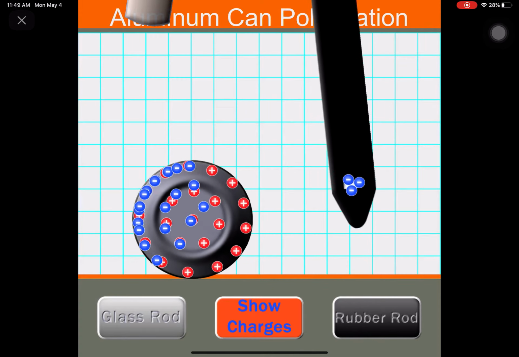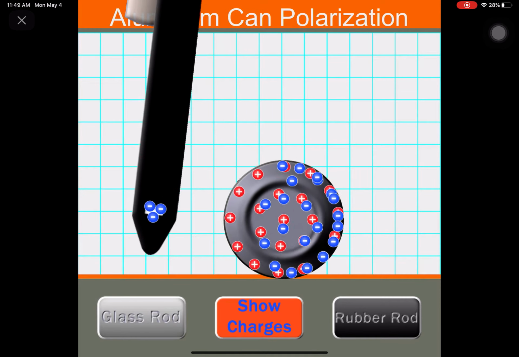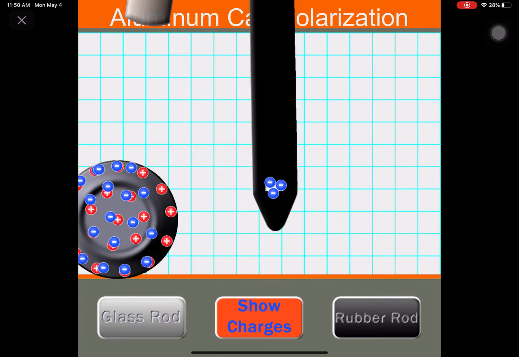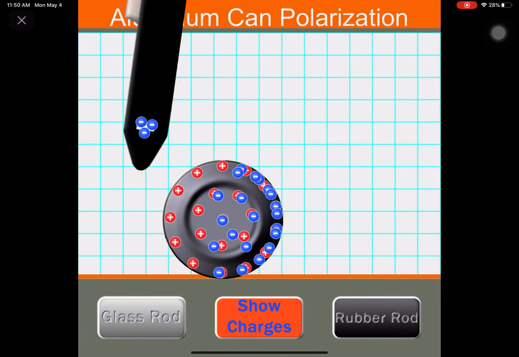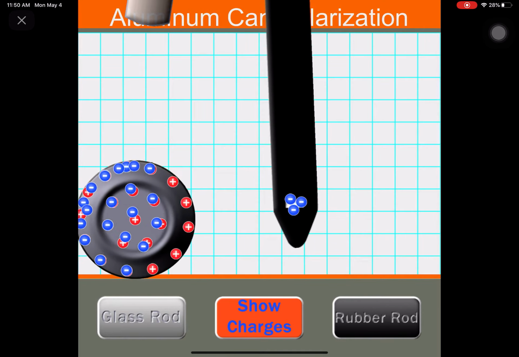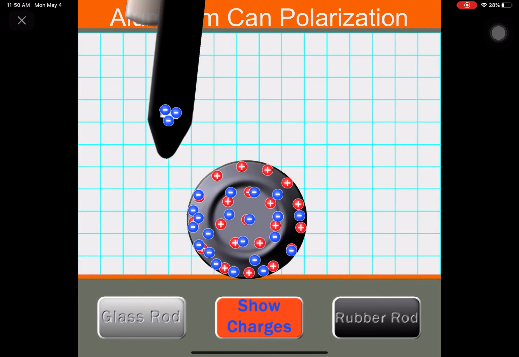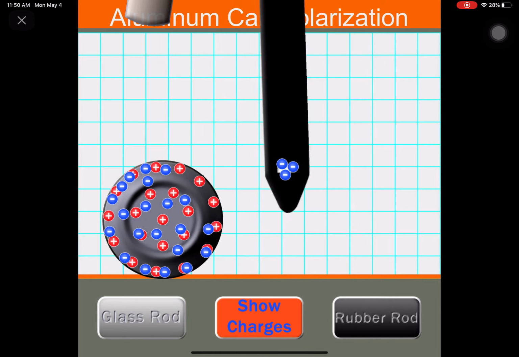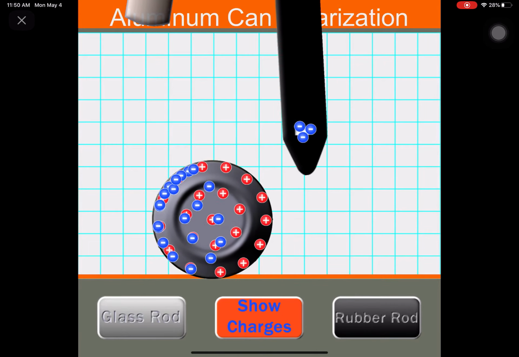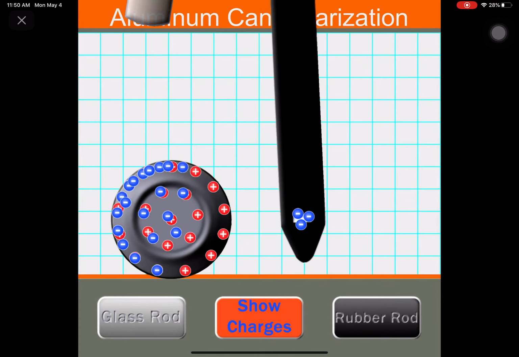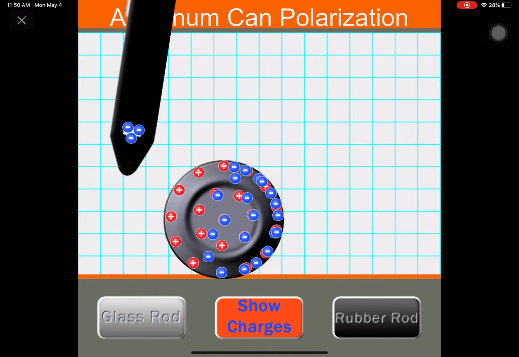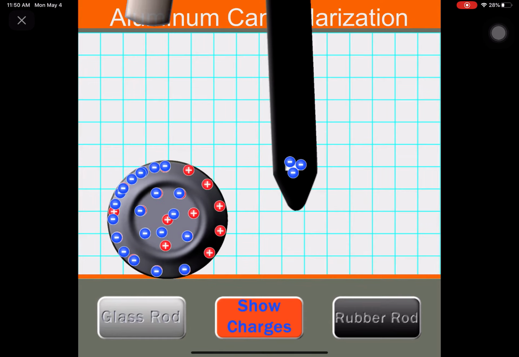And we still have a force of attraction, but that's because the side closest to this negative rod is more positively charged because we have repelled the electrons to the other side. So this is polarization once again. We're just redistributing the charges within that neutral object. That's all we're doing.